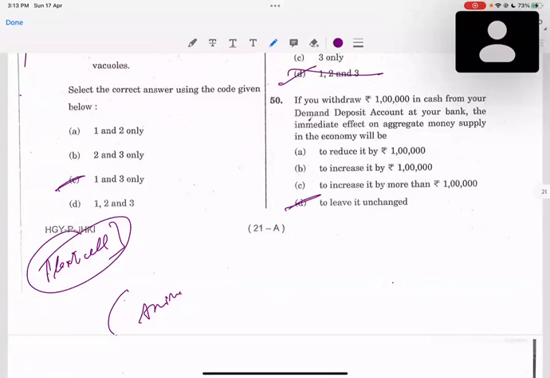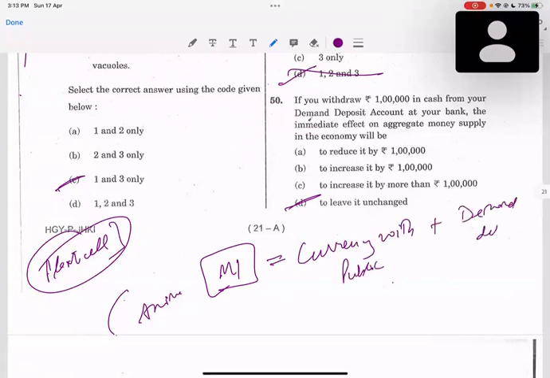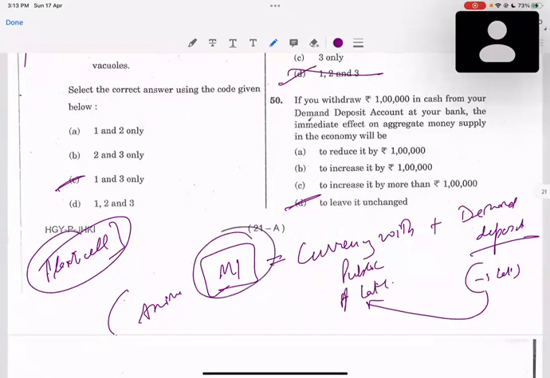Simply what you can think of, you must have read basic economy formulas regarding money supply. You must have read M1 money supply. It simply says currency with public plus demand deposit. So what we are doing, we are reducing 1 lakh cash from demand deposit and adding it to currency with public. But is there change in the overall value of M1? No. All right. So simple question, just basic questions.